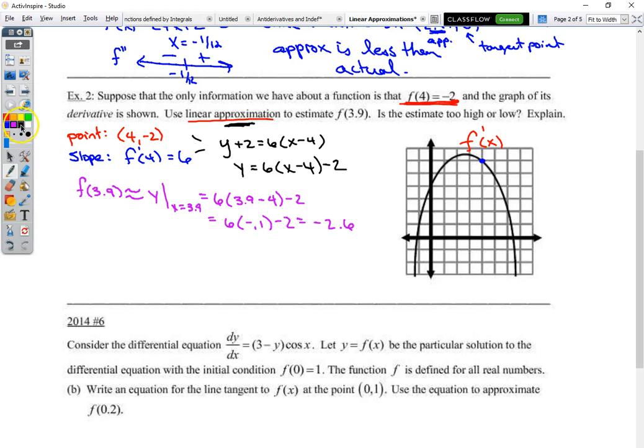Last but not least, we want to know, oh, what color am I going to use? We're going to use red again. No, we're not going to use red. We'll use black this time. Is the estimate too high or too low? Well, when I look at this section, I use the 4, which is right there. This is 3.9. You'll notice that f prime is decreasing.